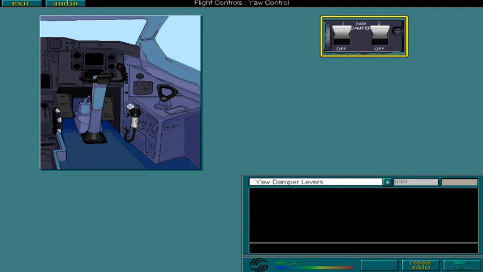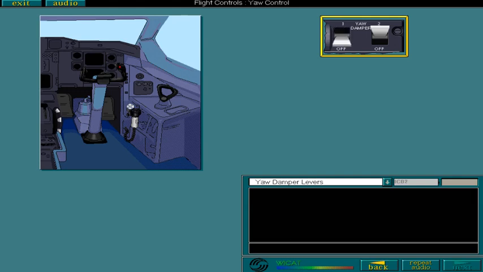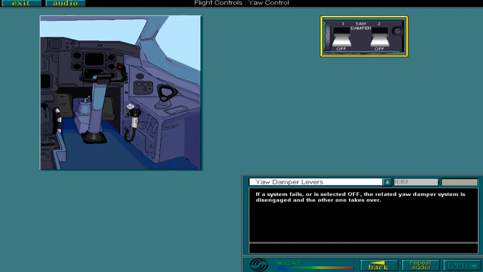Dutch roll damping is provided by 2 yaw damper systems, which are controlled by the yaw damper levers. In addition, the yaw dampers provide engine failure compensation and turn coordination. The yaw damper systems are engaged by magnetically latching the levers in the active position. If a system fails or is selected off, the related yaw damper system is disengaged and the other one takes over. If both trip, the yaw damper function is lost.